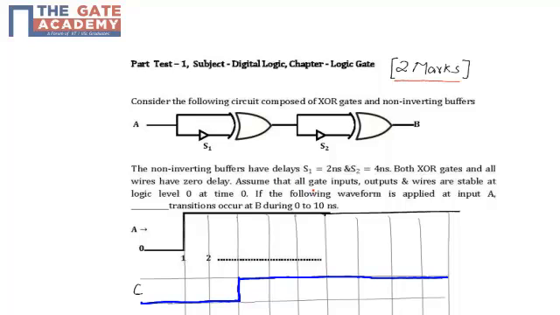So assuming that all the gate inputs, outputs and wires are stable at logic 0 at time t equal to 0, and the following waveform is applied at the input A, we are supposed to find the total number of transitions occurring at B during the duration of 0 to 10 nanoseconds. So what I will do is first mark my inputs.